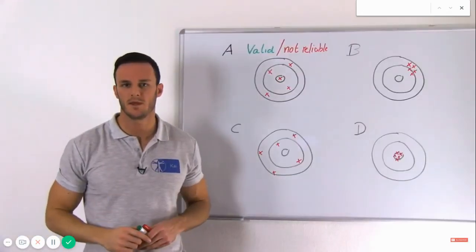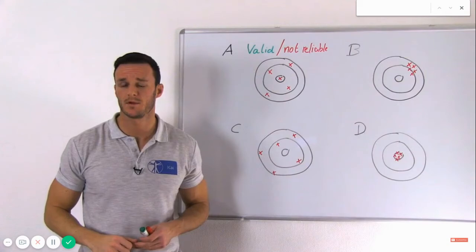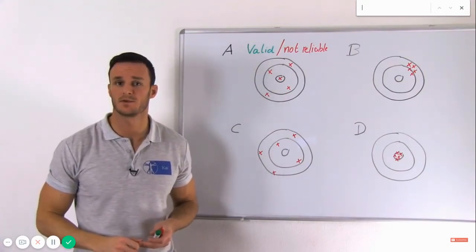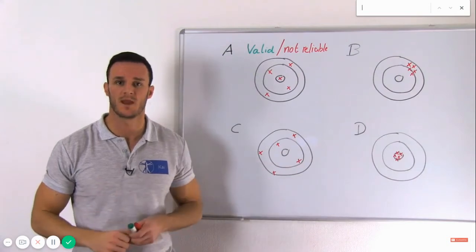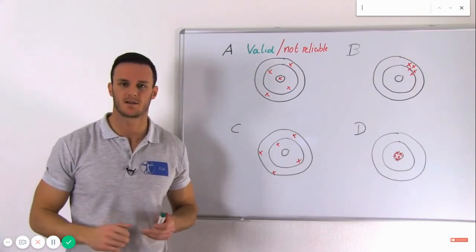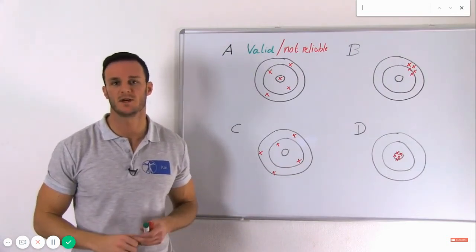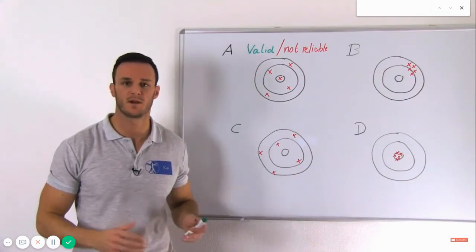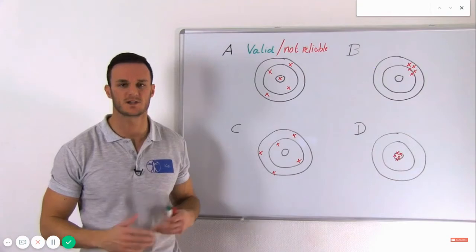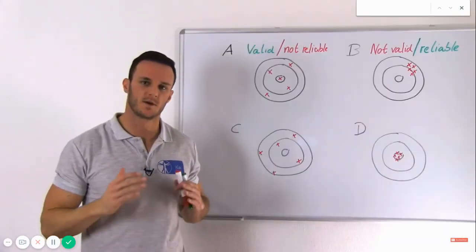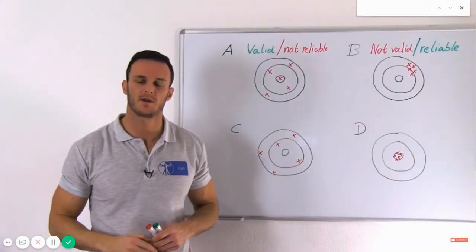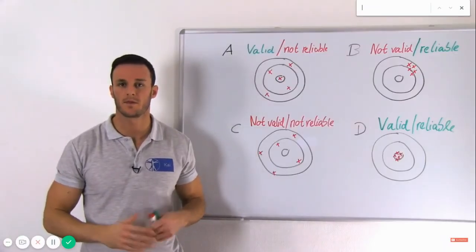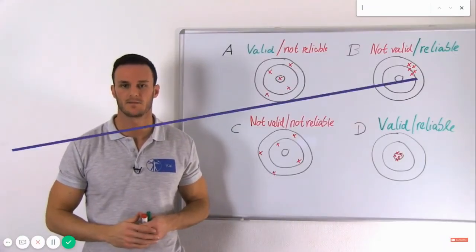In scenario B, we are precise or reliable because all of our shots land together, but we are not accurate because we didn't hit the bullseye once. An example could be a scale that always measures 5 kilos too much. So our daily weighing would be pretty consistent, but not accurately displaying our actual weight. In scenario C, we are neither reliable nor accurate. And in scenario D, we are both reliable and accurate.